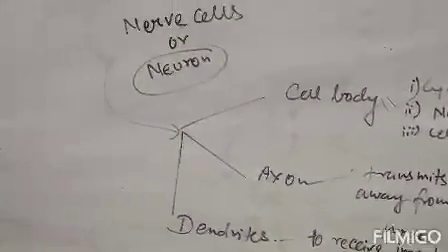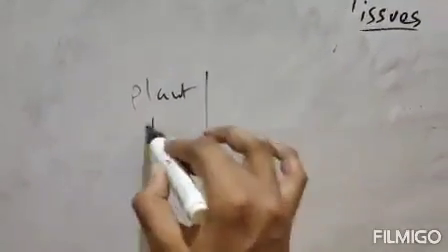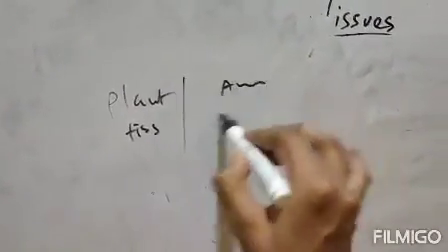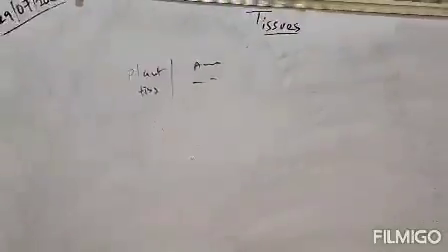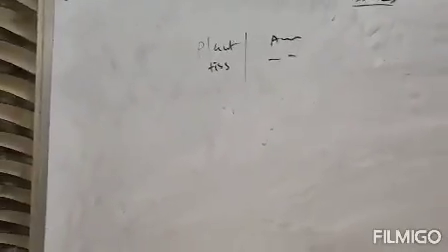Clear? So the animal tissue part is completely done. One question can come in your exam: write differences between plant tissues and animal tissues. It is an important question, and you can easily find it in your book or any reference book. Just prepare it. Clear? So the chapter is complete.